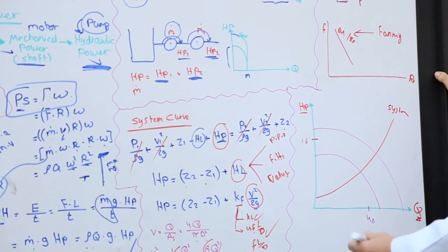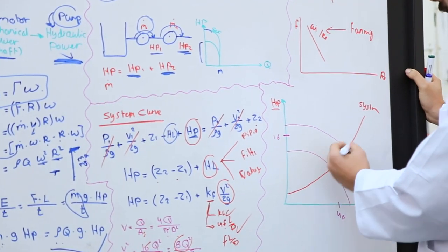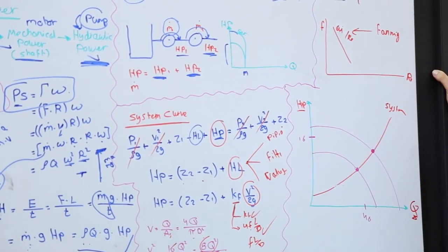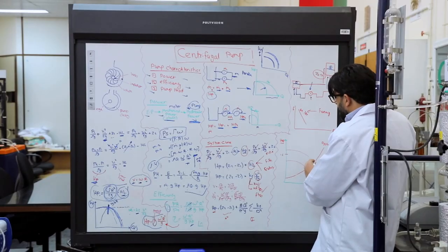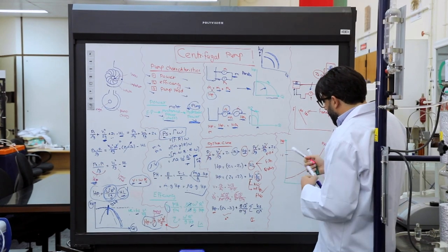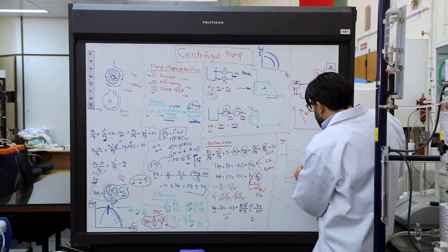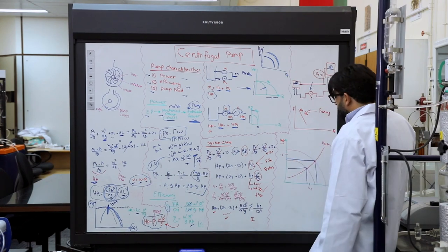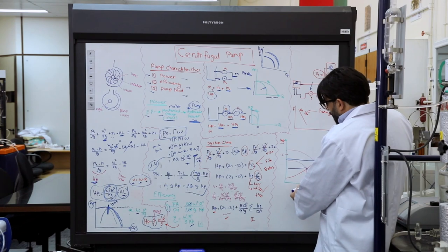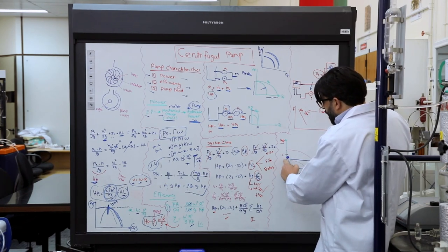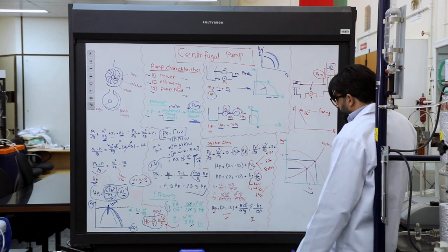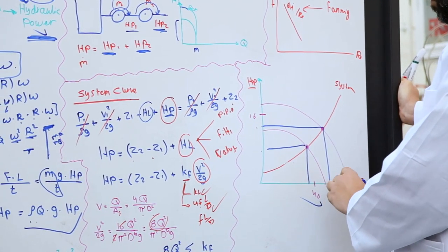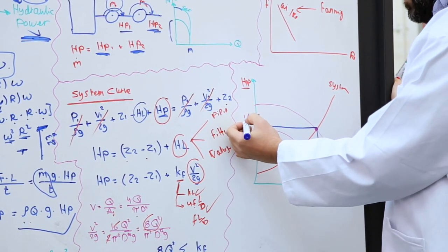Okay? So now the intersection between the system curve and the pump curve is called the operating point. So this is the operating point for the first pump, and this is the operating point for the second pump. That means the first pump will give me this Q and this head, and the second pump will give me this Q and this head. Now, the first pump doesn't meet my Q and doesn't meet my head. For the second pump, the Q is fine because it's more than my required, but still the head is not fine.